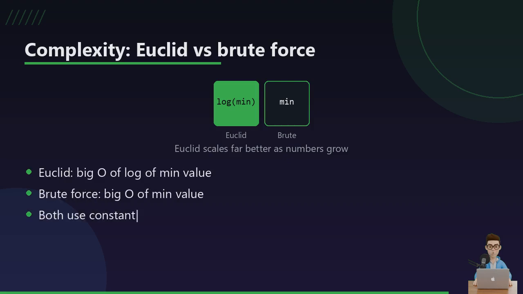Math.gcd runs in big O of log of the smaller number because each step shrinks things fast, roughly like binary search. Brute force is big O of the smaller number itself, since it might check every candidate on the way down. Both use no extra memory, but for large numbers, Euclid's approach wins by a mile.